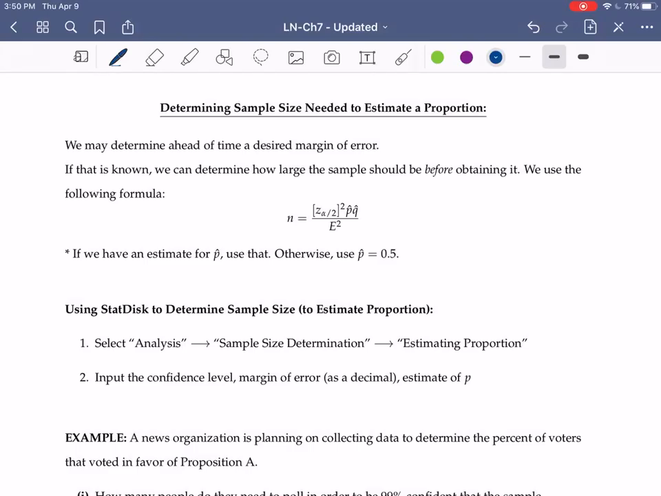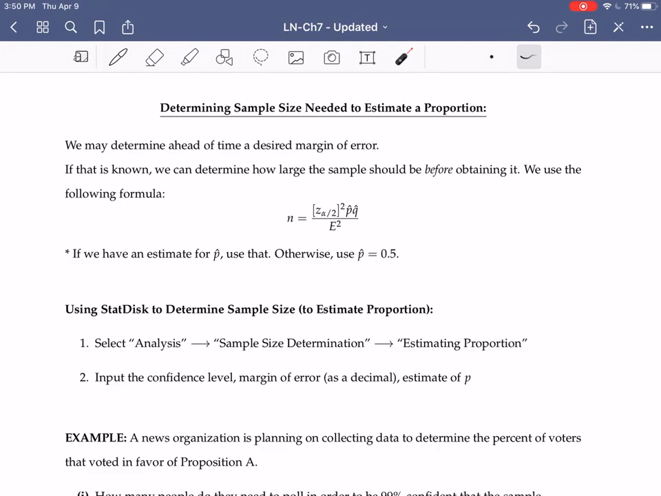In this video, we are going to talk about how we determine the sample size needed in order to estimate a proportion. Last time we looked at how to construct confidence intervals. We've taken a sample, how do we construct a confidence interval based on that sample? This time we're going to change the question a little bit. We haven't taken a sample yet. Our goal is to ultimately get to a confidence interval.